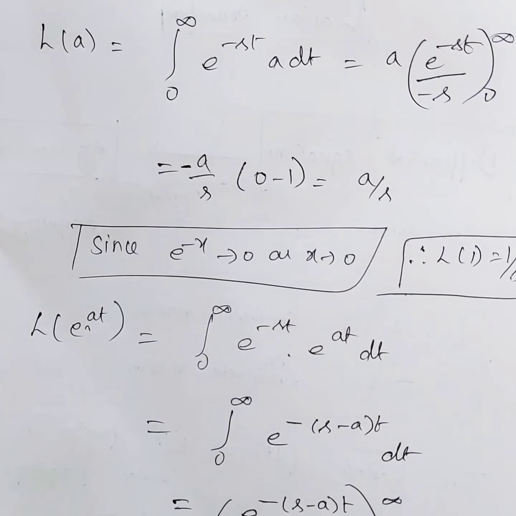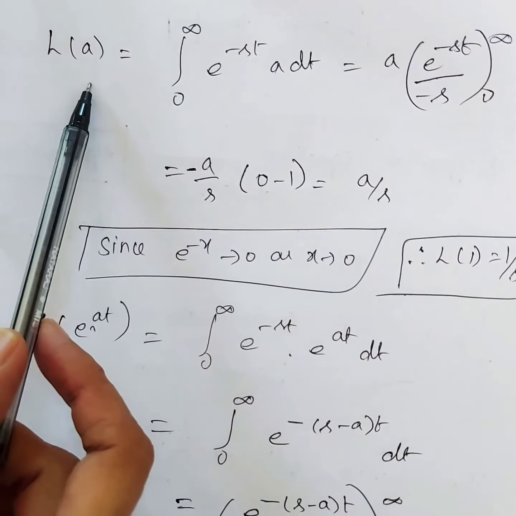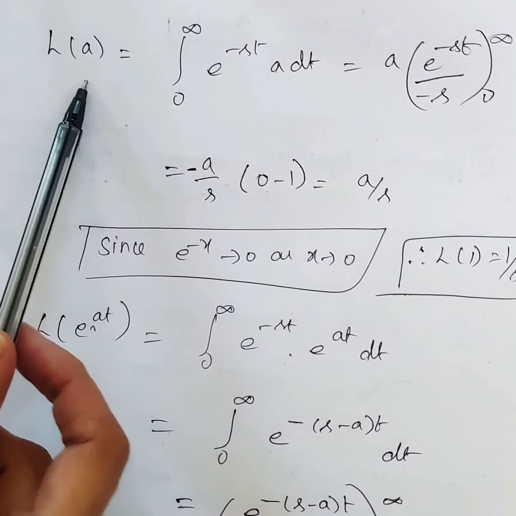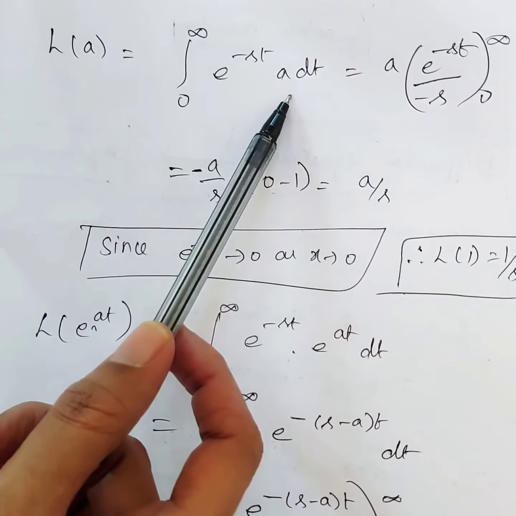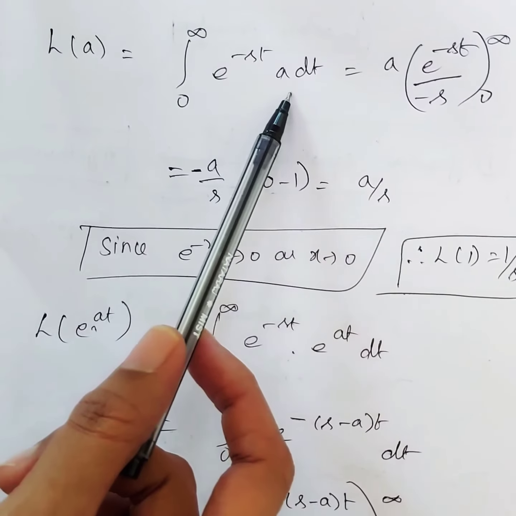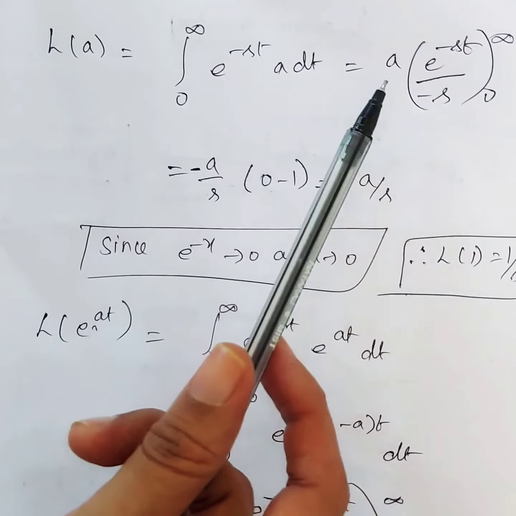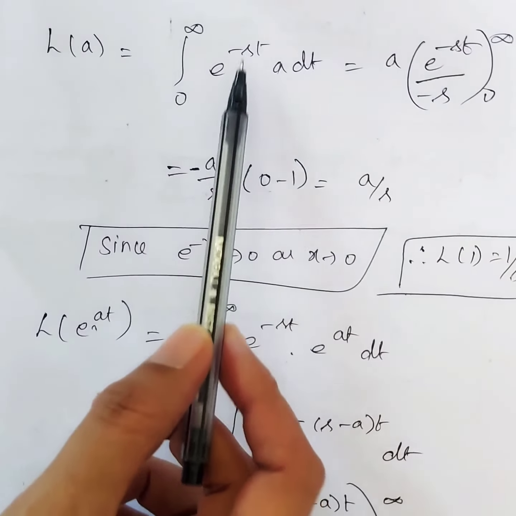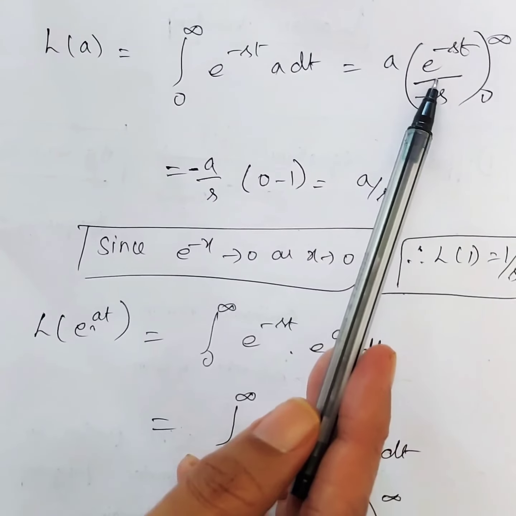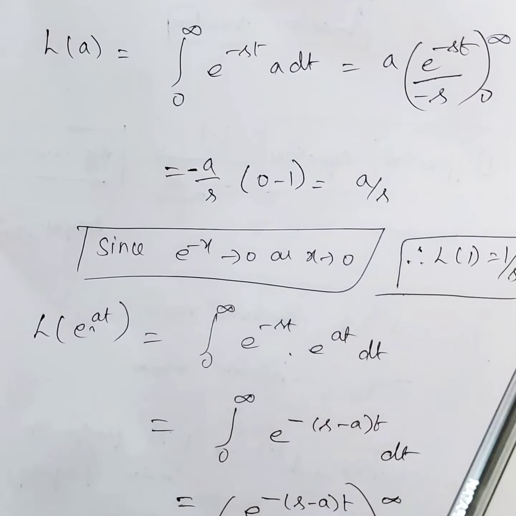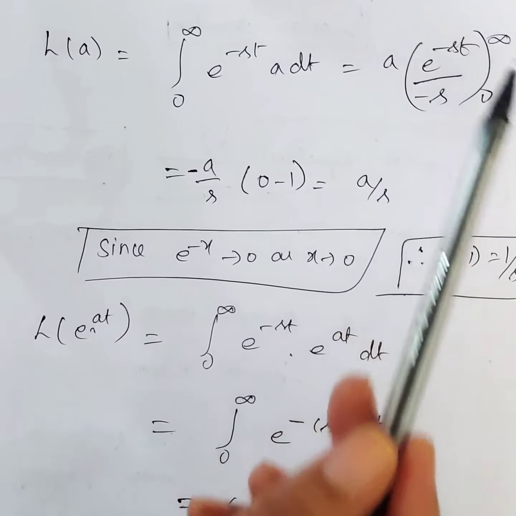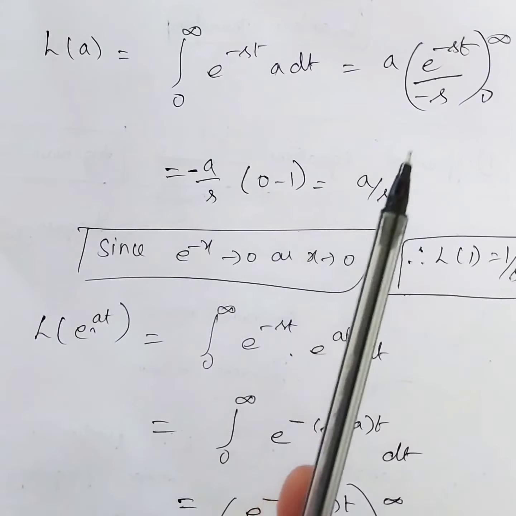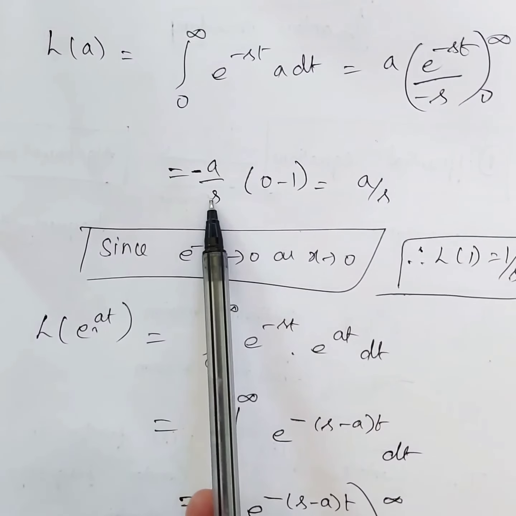Now we are going to see Laplace of some standard functions. For example, if I take Laplace of a constant a, what is the formula? 0 to infinity e power minus st f of t. My function is nothing but a constant, so I have written a dt. So keeping that a outside, e power minus st, if I integrate with respect to t, I get e power minus st by minus s, and the limits are 0 to infinity. And minus a by s we are taking it outside.